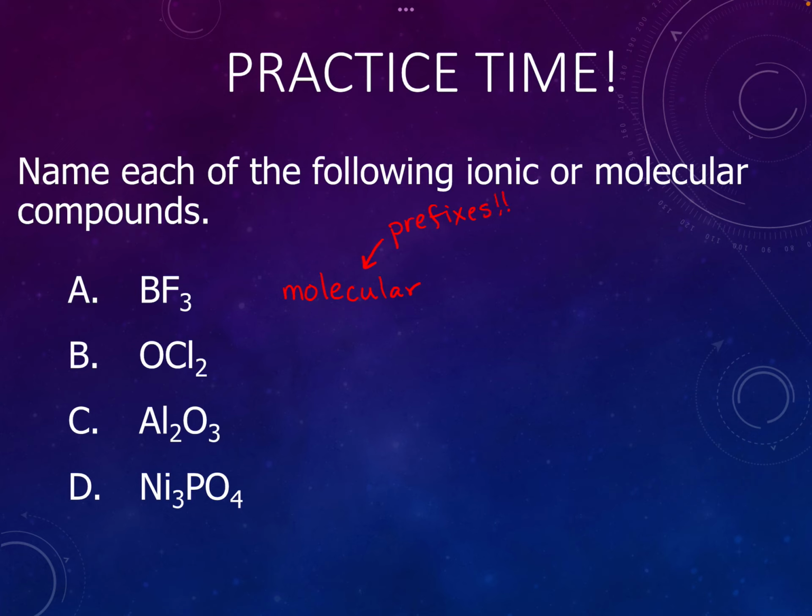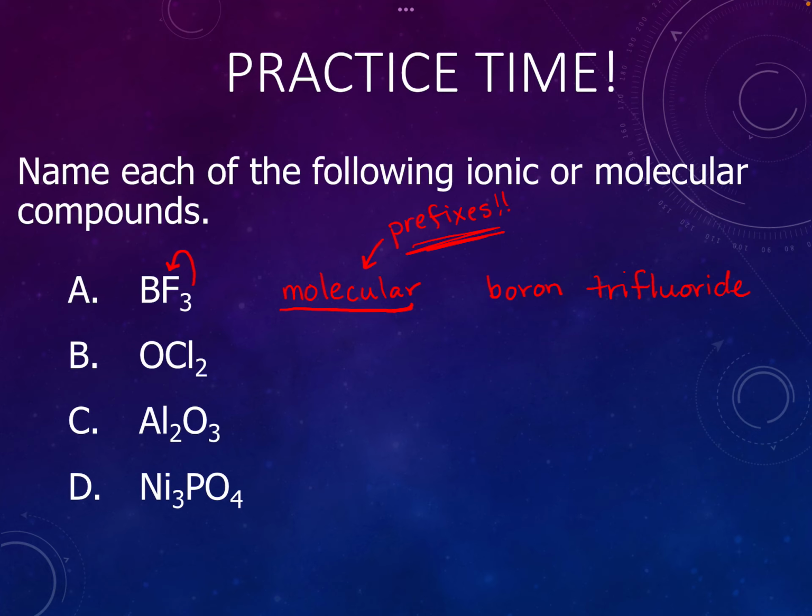So prefixes, therefore, we're going to name the first one as boron. Since there's only one of that first element, we don't need a prefix. But then we're going to use a prefix for the second one, right? There's 3 fluorines, so we call this trifluoride. Okay, so again, this was all nonmetals, so it's molecular, so we need prefixes. So you get boron trifluoride. Let's try the next one.